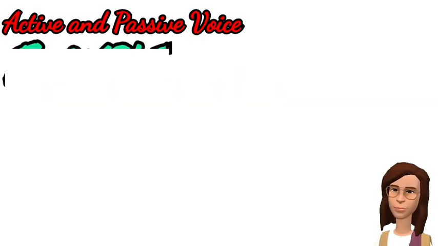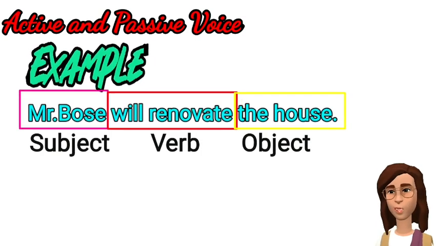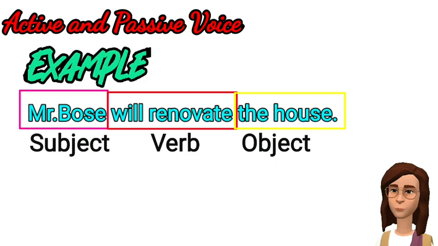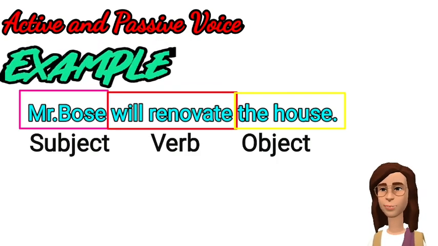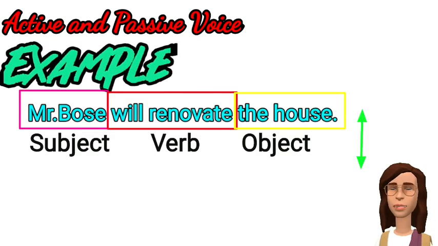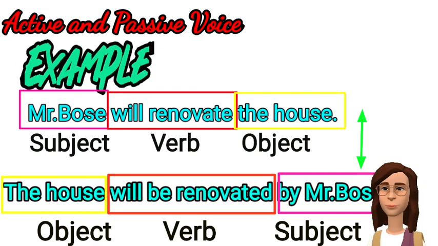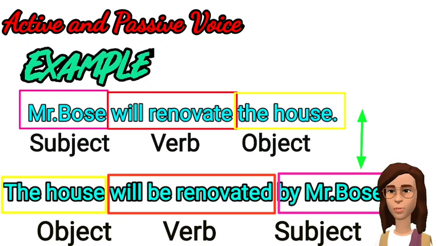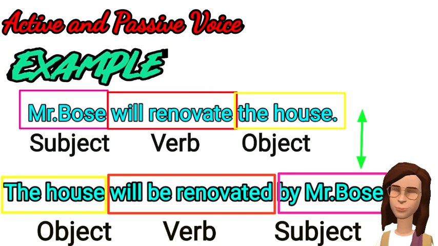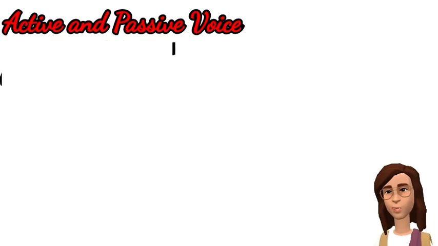Now let's take an example. Mr. Bose will renovate the house. So here, Mr. Bose is subject, will renovate is verb, and the house is the object. Now just convert it into the passive voice. The house will be renovated by Mr. Bose. Here, the house, which was the object in the last sentence, came in starting, verb remains at its place, and Mr. Bose came at the place of the house.